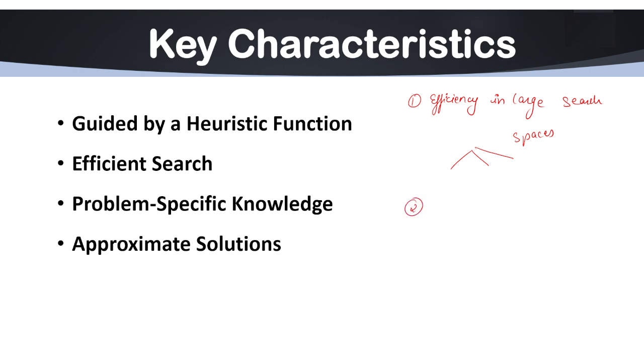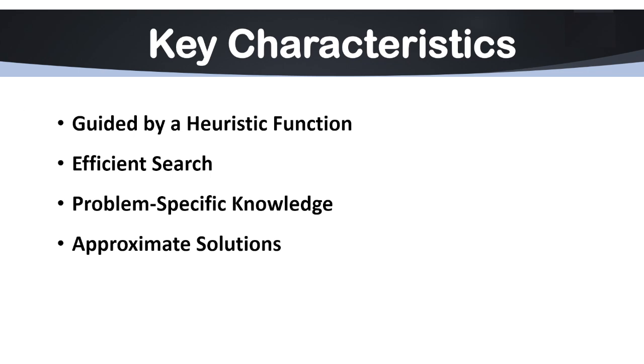Another reason for using the heuristic search method is that it incorporates domain knowledge. What does it mean? It means heuristics use problem specific insight to guide the search. For example, in a navigation system, the heuristic might estimate the straight line distance to the destination, which is more effective than blindly exploring all the routes. That is taken under incorporating domain knowledge.